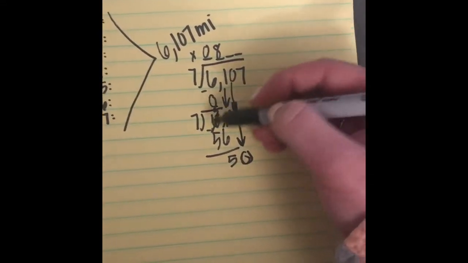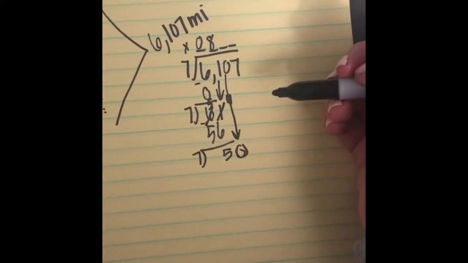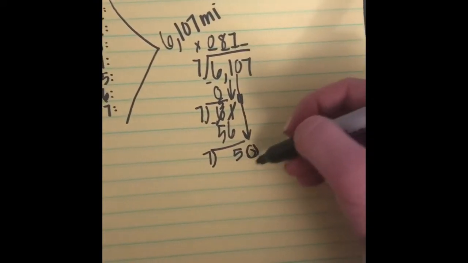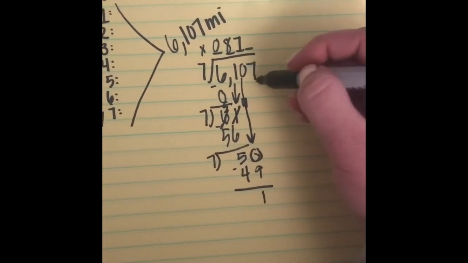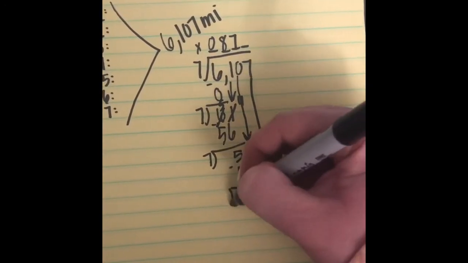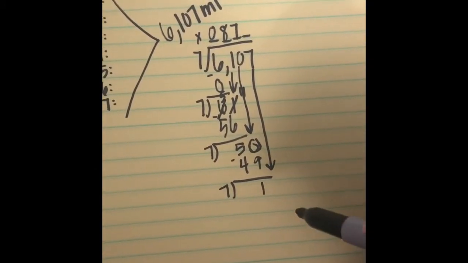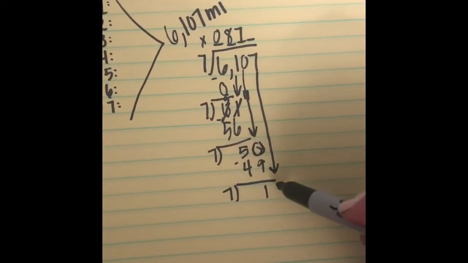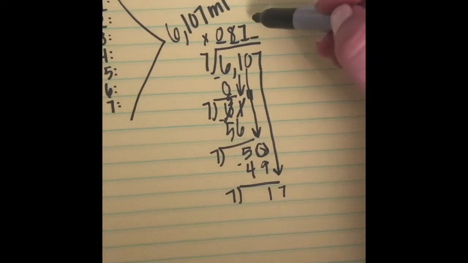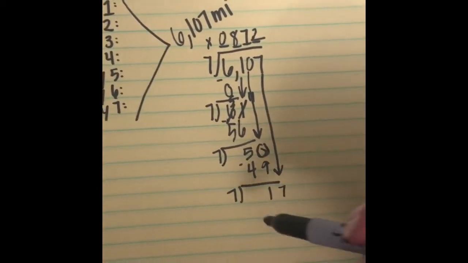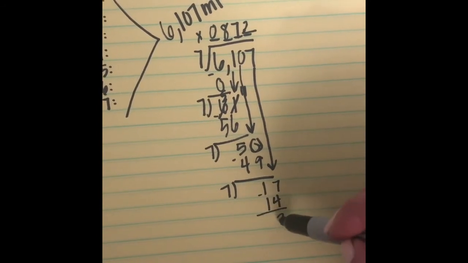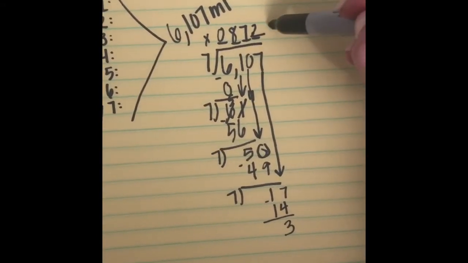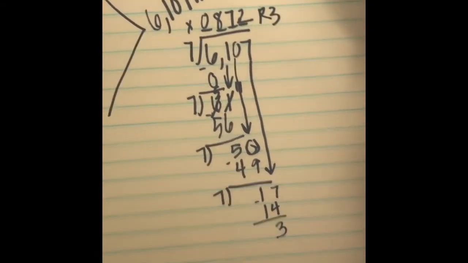That's a 0, sorry. 7 goes into 50 7 times. 7 times 7 is 49. Subtract that and you get 1. Bring down your 7. 7 goes into 17 2 times. 7 times 2 is 14. Subtract and you get a remainder of 3. So each day he's traveling 872 miles.